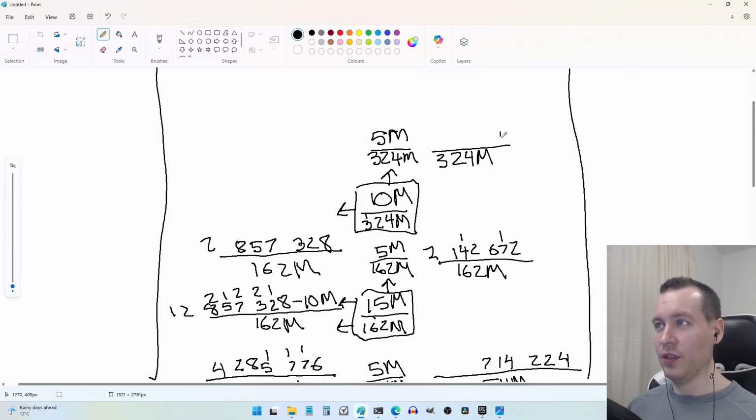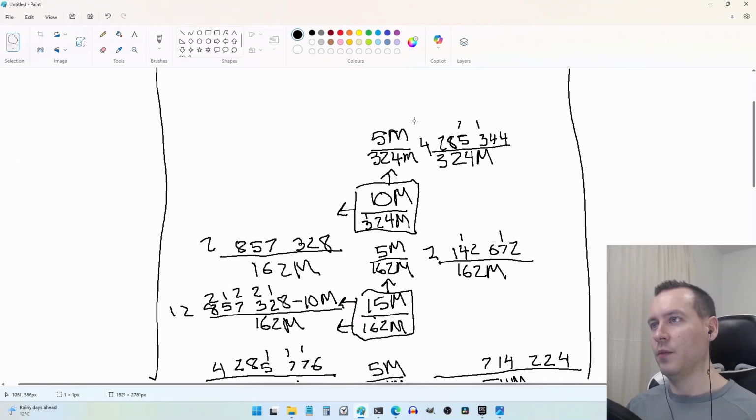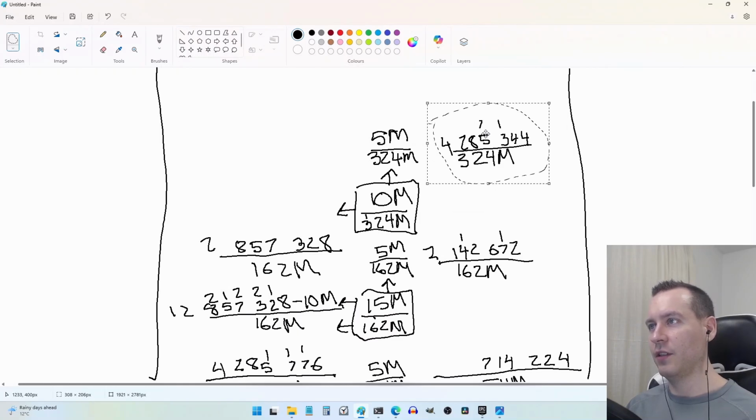2 times 2 is 4. 2 times 7 is 14. 2 times 6 is 12. Carry the 1 is 13. 2 times 2 is 4, carry the 1 is 5. 2 times 4 is 8. 2 times 1 is 2. 2 times 2 is 4. It's going to be about 4 million. I'm going to move this number off to the side a little bit so you can tell it's a different number.